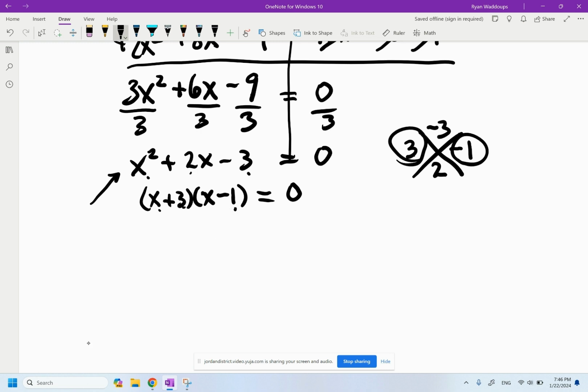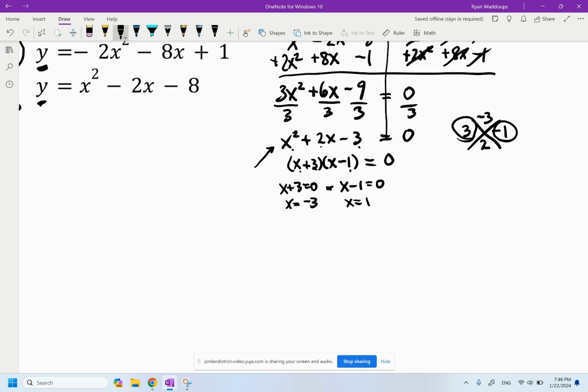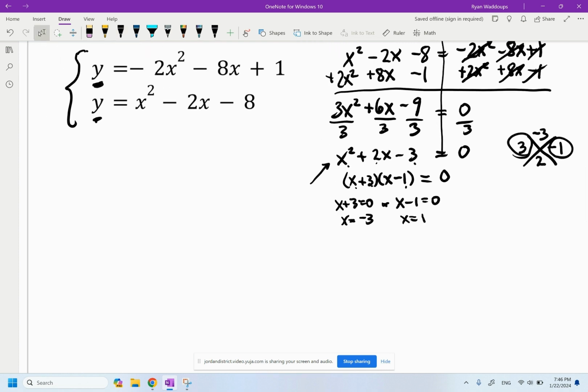So then I'm going to take each of those two factors and set them equal to 0. x plus 3 equals 0, or x minus 1 equals 0. This would give me that x equals negative 3, because if I put negative 3 in for x, negative 3 plus 3 is indeed 0. And this would give me that x equals 1, because 1 minus 1 is 0. So both of those are solutions to what we have here. But we're not there yet. We don't know what the y values are that go with each of those x values, negative 3 and 1.